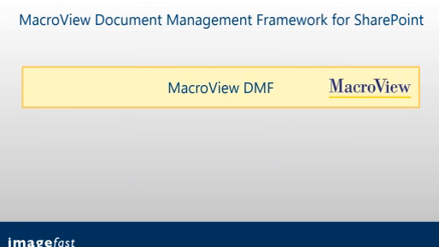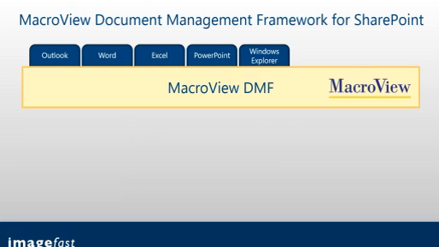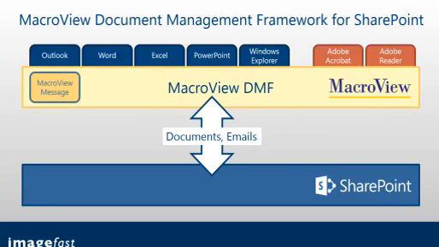So, a quick overview of the MacroView product. MacroView provide a product called the Document Management Framework for SharePoint, or MacroView DMF. How that fits in is that it allows you to work within the client applications you can see there, Outlook, Word, Excel, PowerPoint, and Windows Explorer, as well as Adobe Reader and Acrobat, and then store your documents and emails right within SharePoint through the MacroView DMF client.